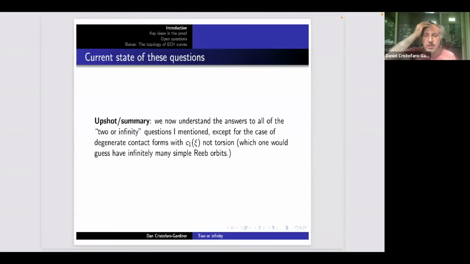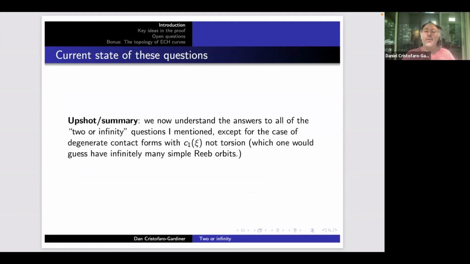Okay, so to sum up, if you take all the two or infinity questions I mentioned, we now understand all of them, except for the case of degenerate contact forms whose Chern class is not torsion. And you would certainly guess, given everything that I've said so far, that there are infinitely many in that case. So personally, I'm pretty happy about this because I was a PhD student 10, 12 years ago, quite interested, and it seems like we're really starting to get a handle on these kinds of questions as a research community.